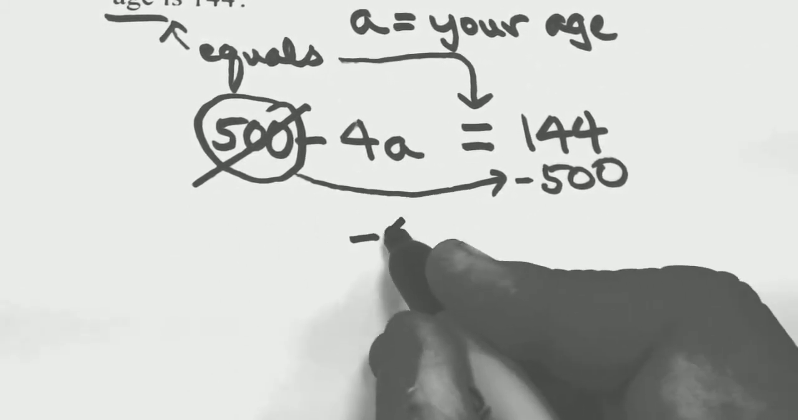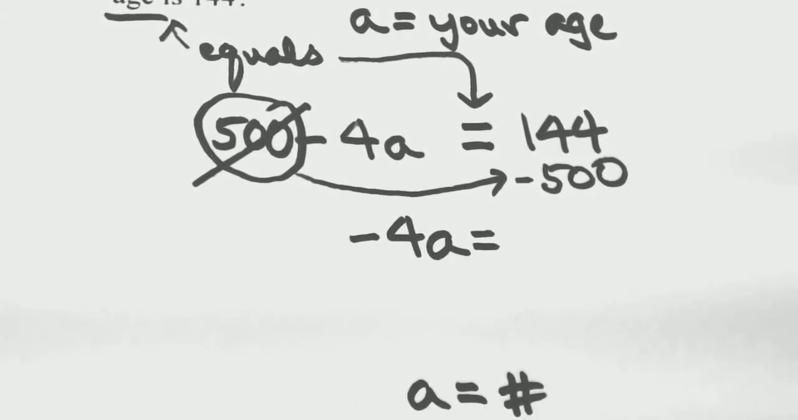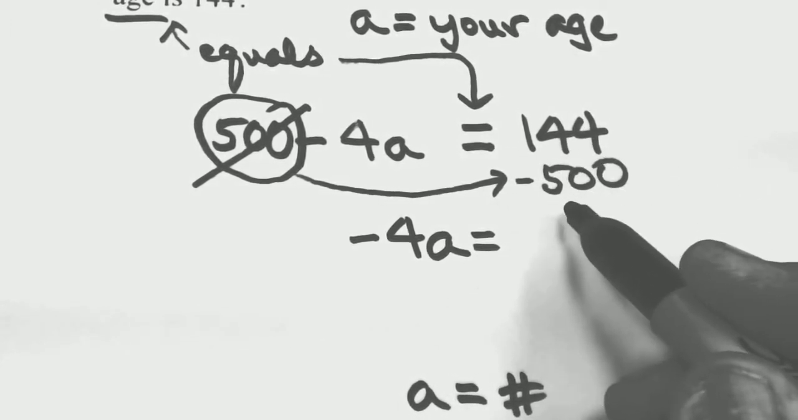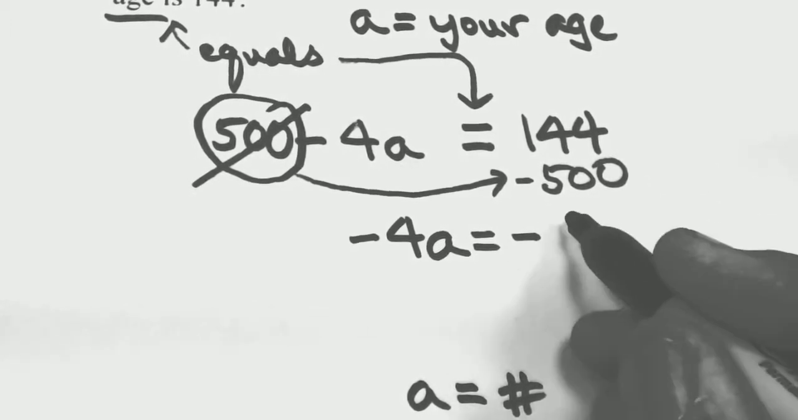What do we have left on the left side here? -4A. And over on this side, let's see, what are we going to have here? Take positive 144 and minus 500. Negative's going to win. And I think it's going to win by what?